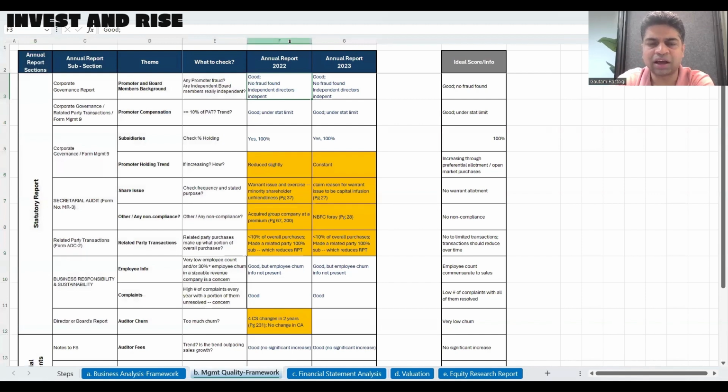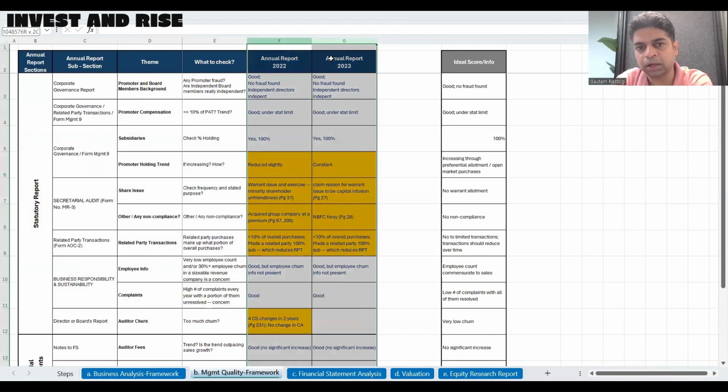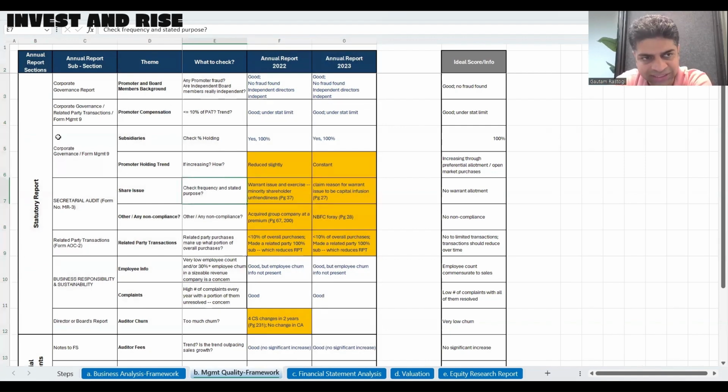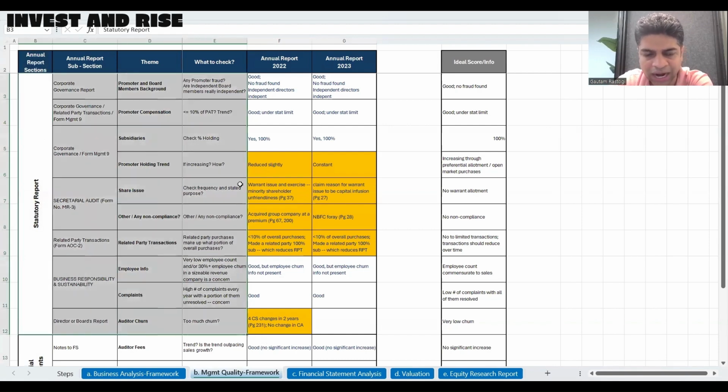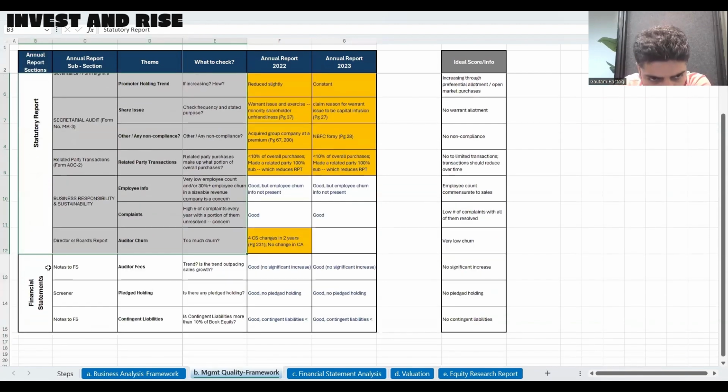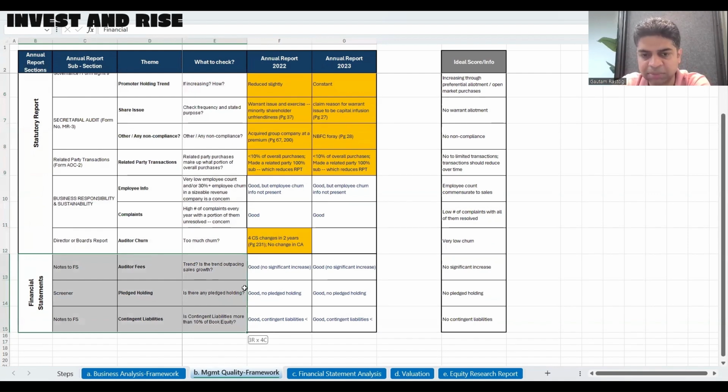And here in F and G, I have captured what data I could gather against each of these items. So anyway, this is the statutory report, what you need to look at. And then moving further, all this is not the financial statement analysis, which will be covered as a next step.